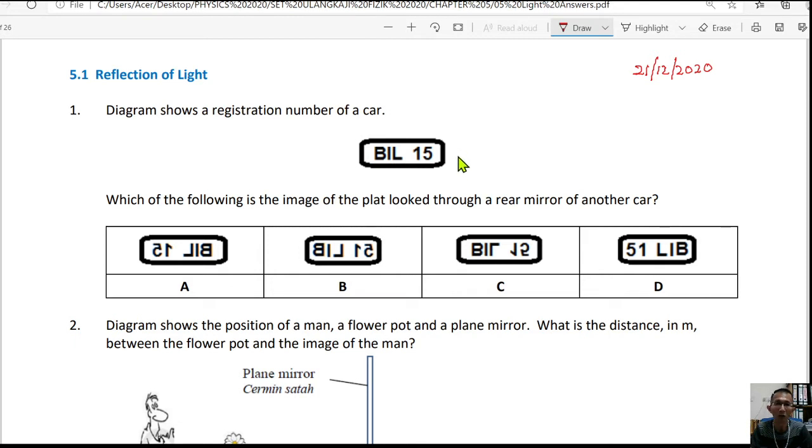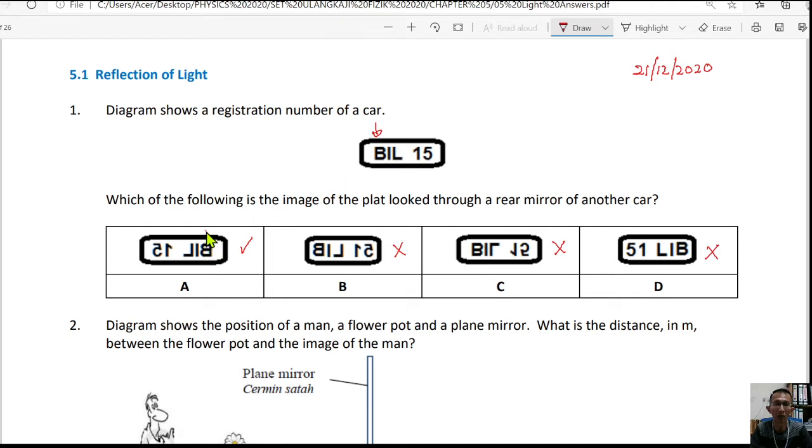So what do I know about the image of a plane mirror? I do know it must be laterally inverted. Okay, upright. So which of these are laterally inverted? I see this one is laterally inverted. Not this one, definitely not this one, and also not this one. When I say laterally inverted, if I see B on my right, it will become on my left. Sorry, this B is on my left, it should be on my right.